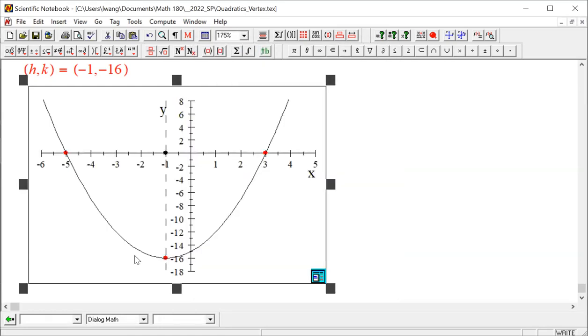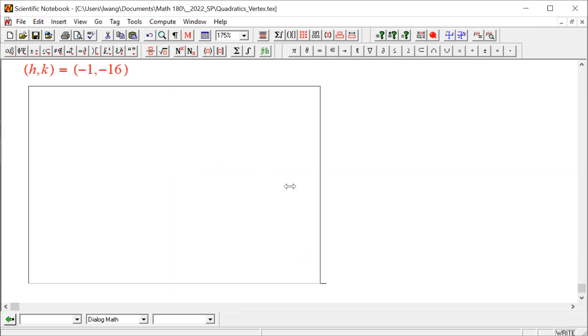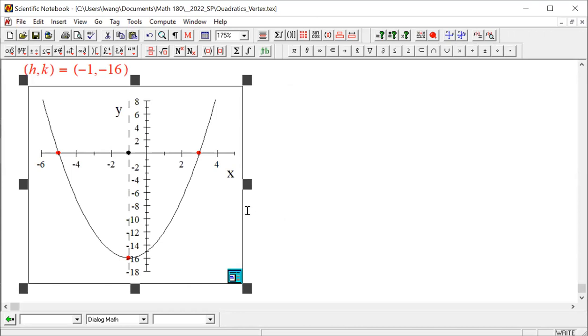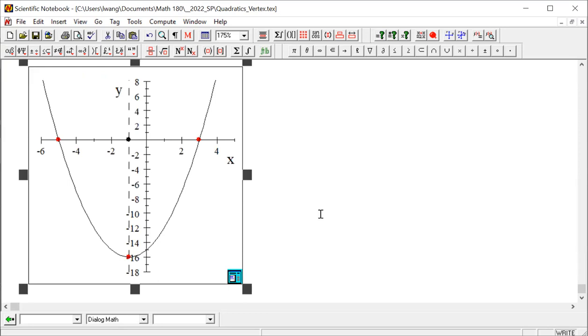And you can see the curve passes these x-intercepts. So we basically use the symmetry to find the vertex. The symmetry of a parabola really plays an important role. In fact, any 2 points on the curve, any horizontal line you draw, you can find it.